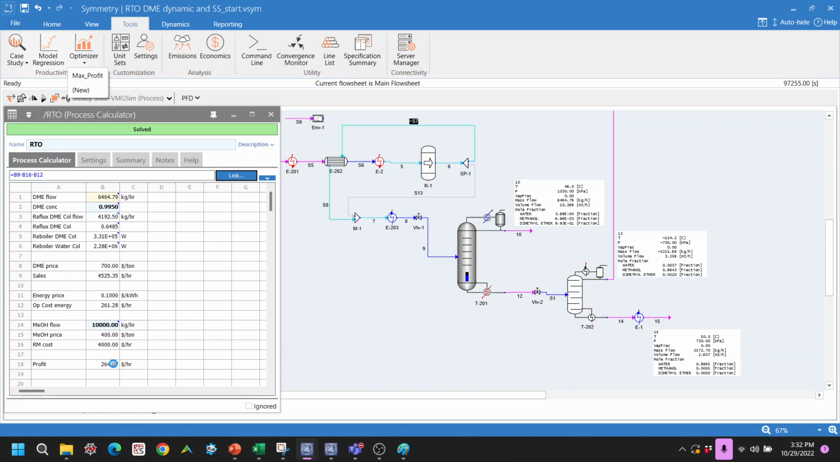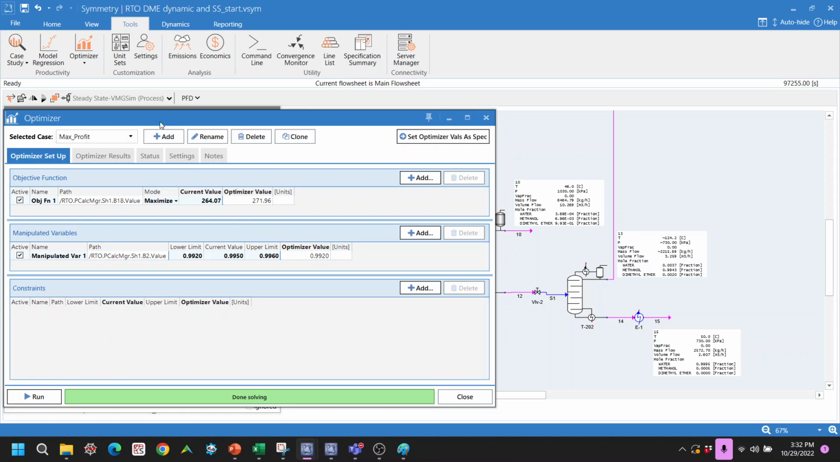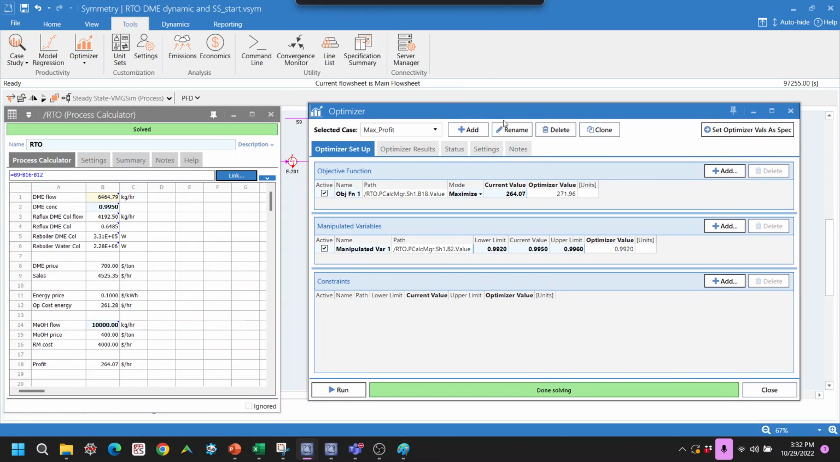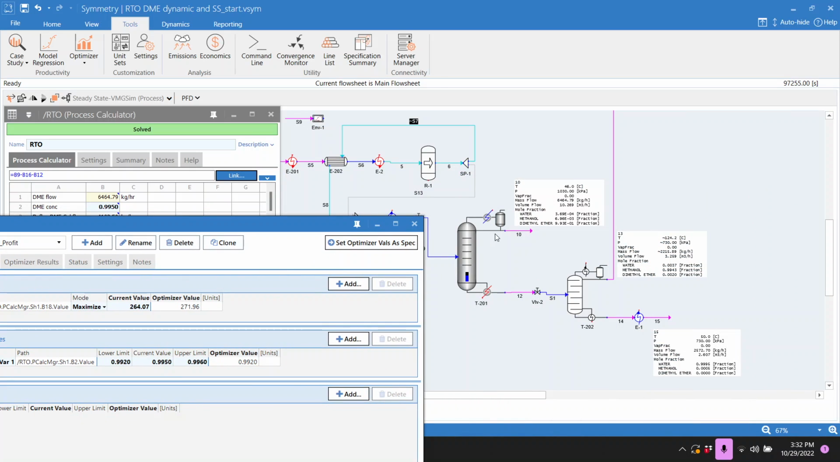So in this case, what are the independent variables that I would want to use? As an example, to make it simple and quick, I want to maximize the profit over here. So I maximize this. This is my current value. And then what do I manipulate? Only to simplify this, it is only the reflux flow rate over here.